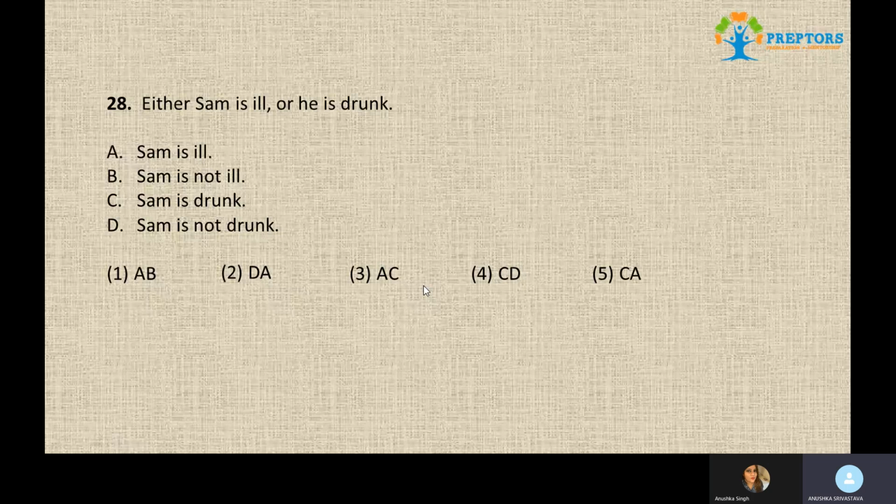So let me look at the options. When I look at the options, I see that I have one combination, that is Sam is ill and Sam is not drunk, which is AD or DA. Now AD or DA, both are similar because when X then not Y, right? So when ill then not drunk and hence DA.